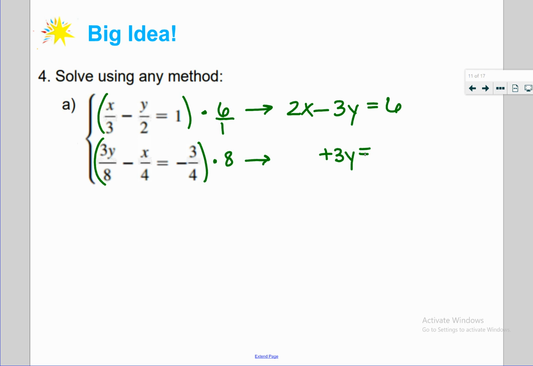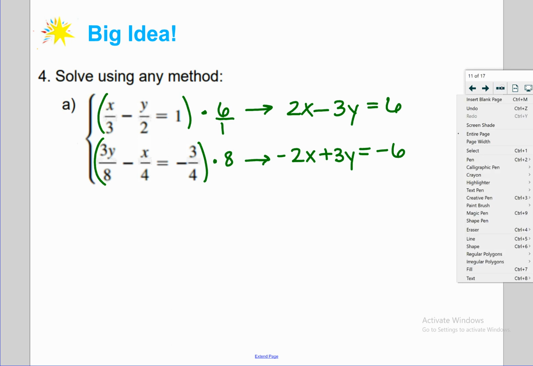Okay. 8 times x over 4. 8x over 4 reduces to 2x, and that term is negative 2x. And then finally on the other side, 8 times negative 3 gives me negative 24, divided by 4 gives me negative 6. And now that is like the problems we did yesterday. So now you have a choice. Would you prefer to use elimination or substitution here?